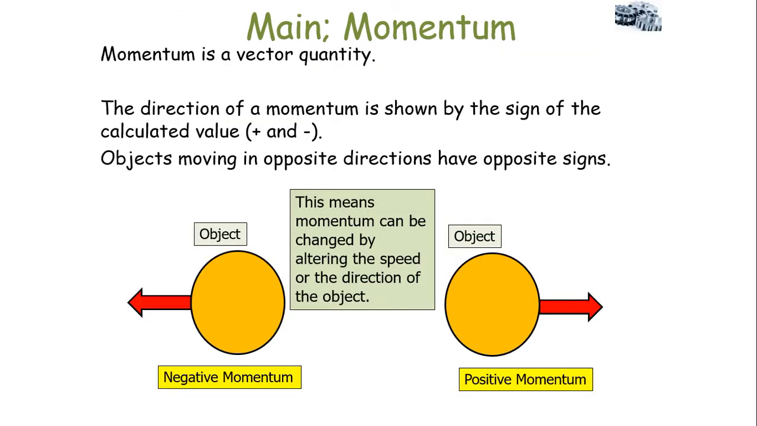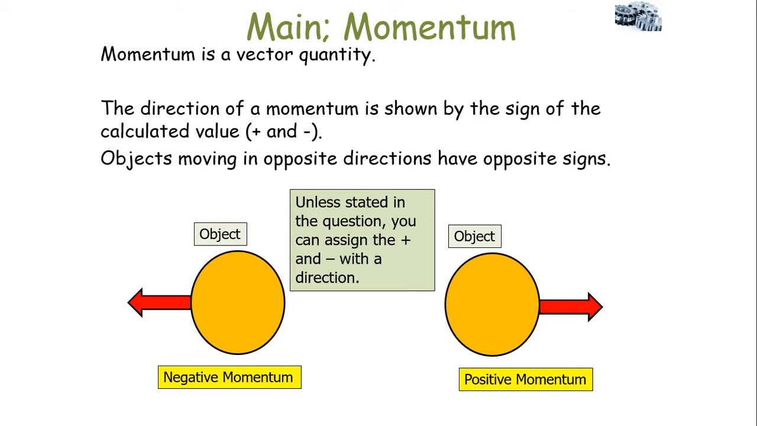Now momentum is a vector quantity because it contains velocity in its equation, which is a vector. So the direction of the momentum is shown by the sign of the calculated value, plus and minus. So objects moving in opposite directions will have opposite signs. So you can change the momentum by either altering the speed or the direction of the object, which is a very common question. So if an object is bounced off a wall, it will still change momentum because it's going from a plus value to a minus value, or vice versa.